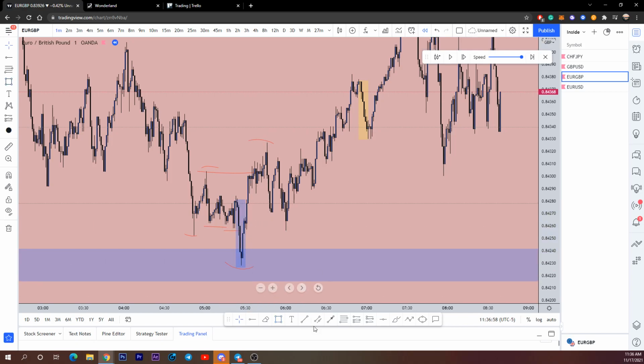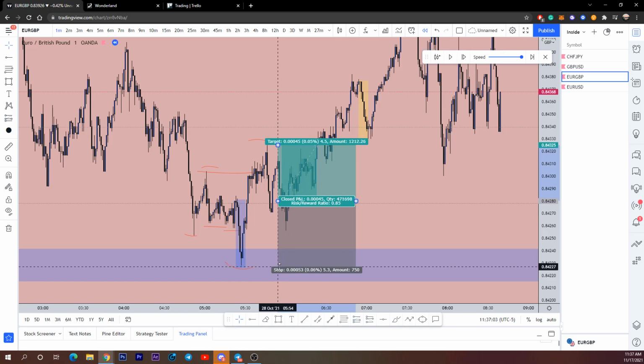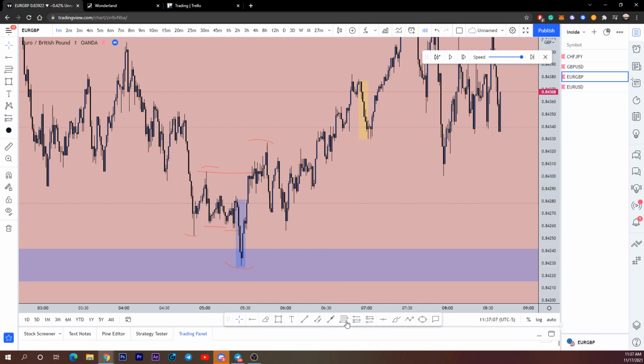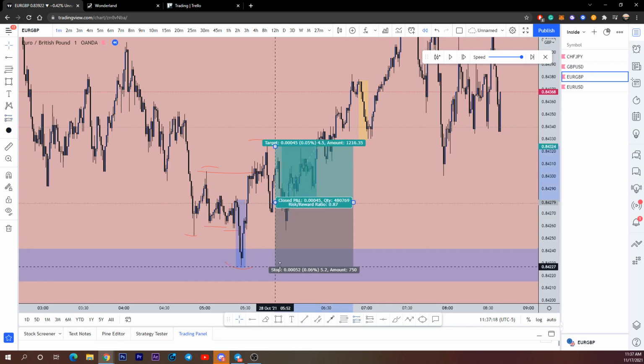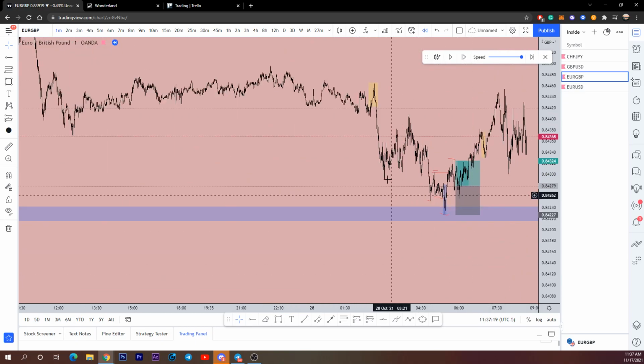What you could do, you could either take the entire area, which is going to be like a 5 pip stop loss. Or, you know, if you want to be bold, you can take like 50%. You probably would have missed that. So the best here would have been taking the entire area, which would have been a 5 pip stop loss from that. Okay.